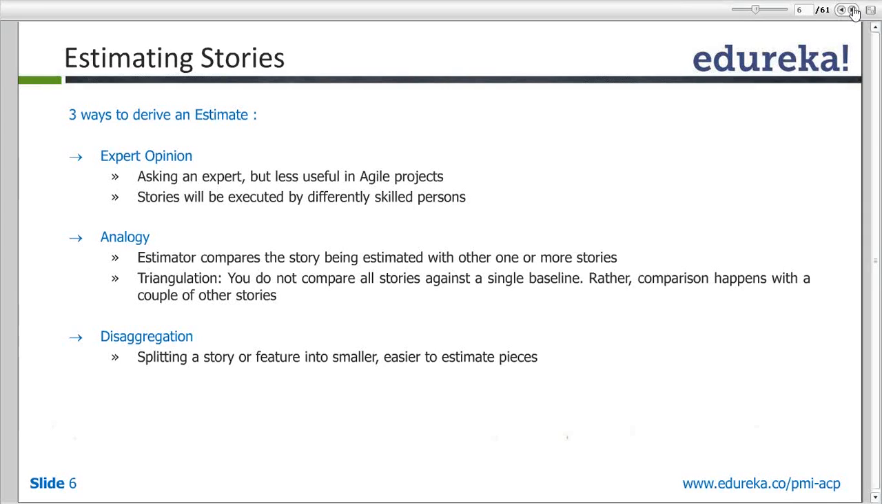In agile, there are 3 ways which can be used for estimation. First is called expert opinion. Second is called analogy, and third is disaggregation. Okay. So what is expert opinion? I'm sure you would have used this technique. Somebody who is a domain expert or has been into this since long, and using his experience we can get the estimation.